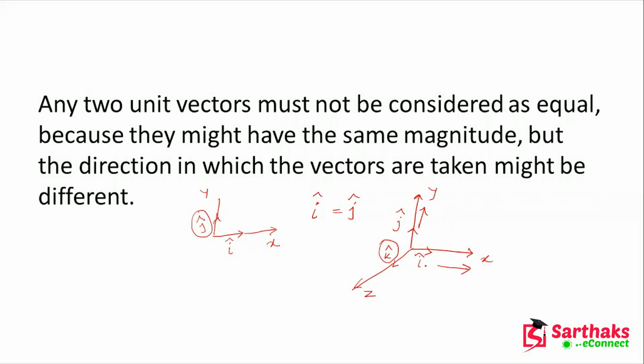That means i cap, j cap, k cap, all these vectors are unit vectors. But you can see that the directions are different. i cap is along the x-axis, j cap along the y-axis, k cap along the z-axis, right? So two unit vectors must not be considered equal. You should remember this, they must not be considered equal because the directions in which the vectors are taken might be different.